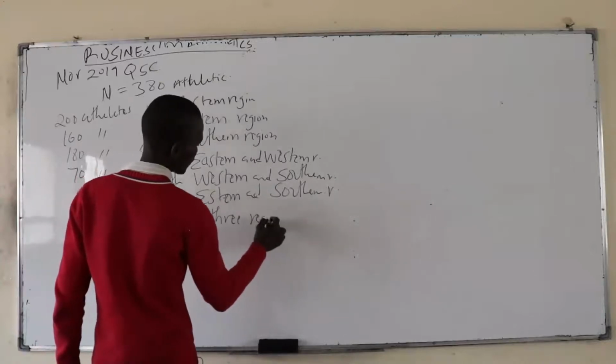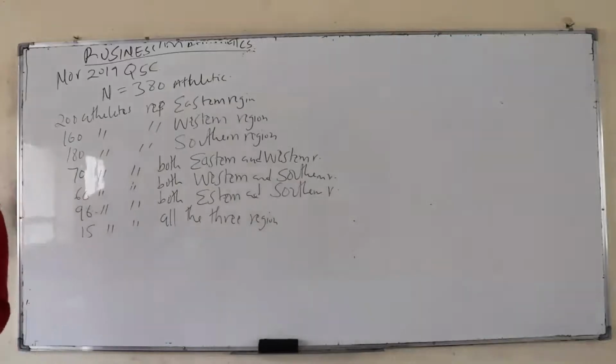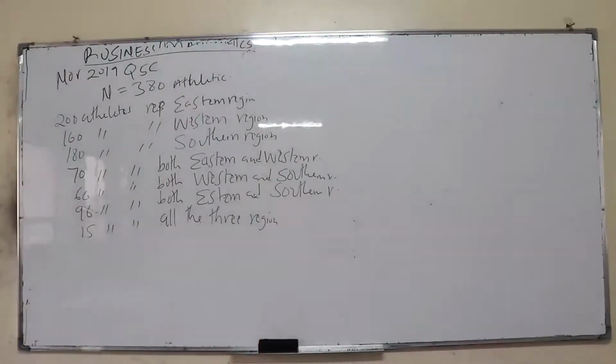November 2019, question 5C, whereby you are told the recent continental athletic game was attended by 380 athletes. So our N was 380 athletes. Then you are told 200 athletes represented Eastern region. Then 160 athletes represented Western region. Then you are told 180 athletes represented Southern region.